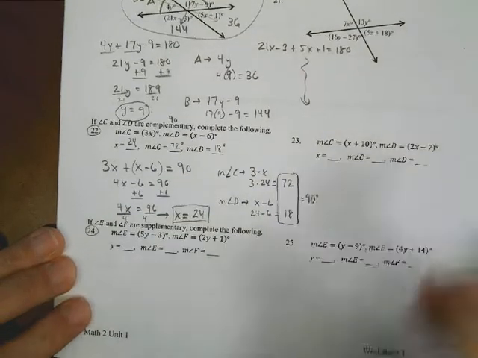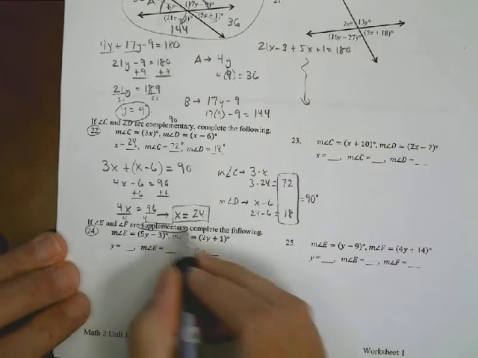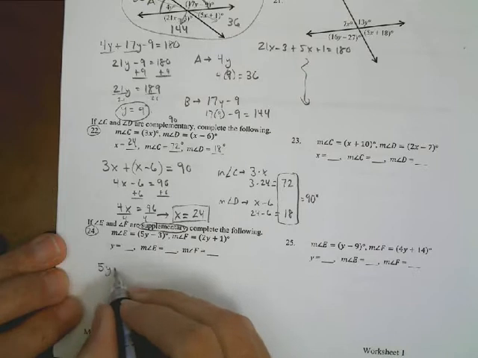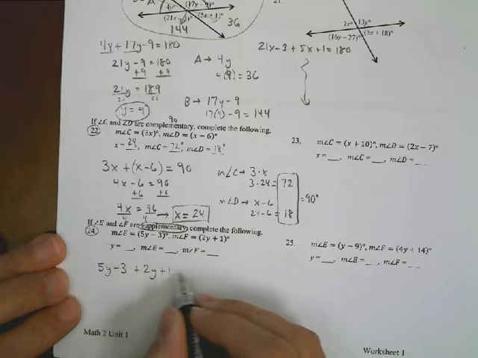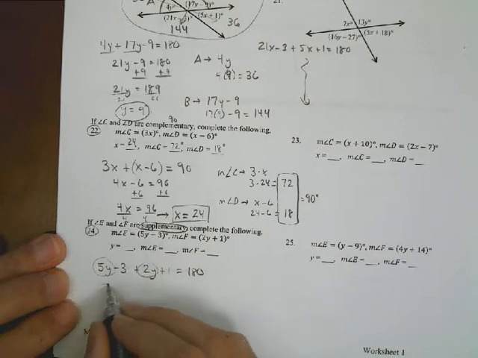One last one. Let's look at number 24. For number 24, it says that they are supplementary, which means they're going to equal 180 degrees. So I do 5y minus 3 plus a 2y plus 1 will equal 180 degrees. Let's combine our like terms.